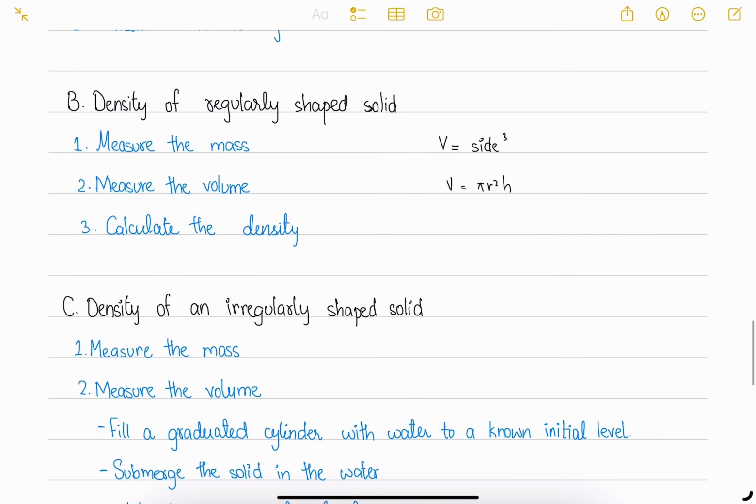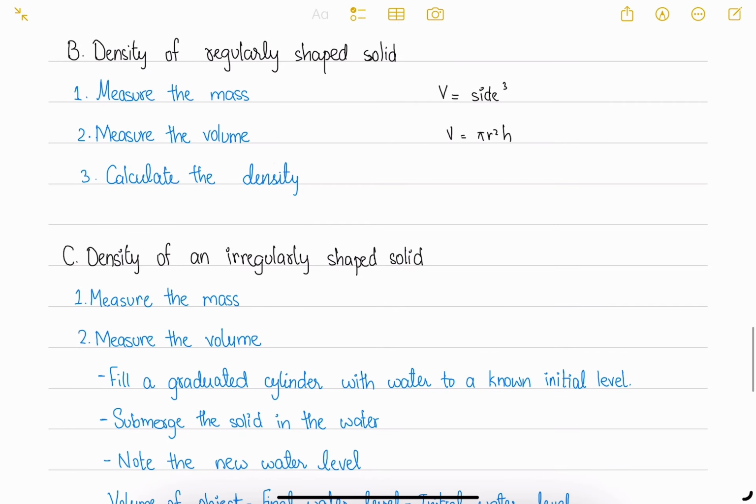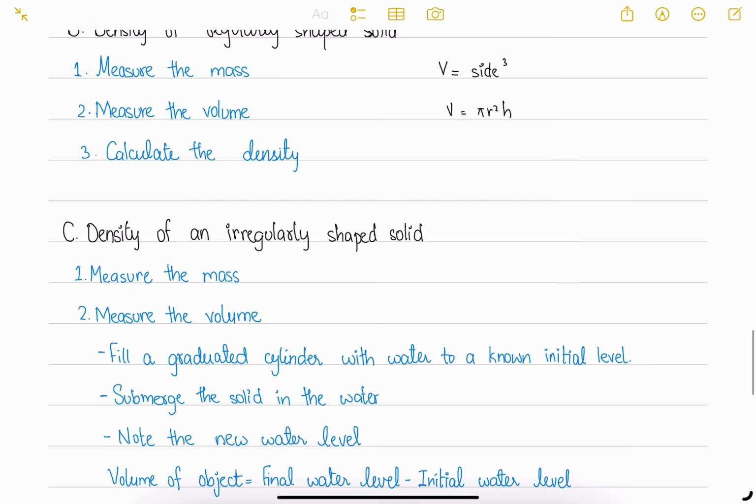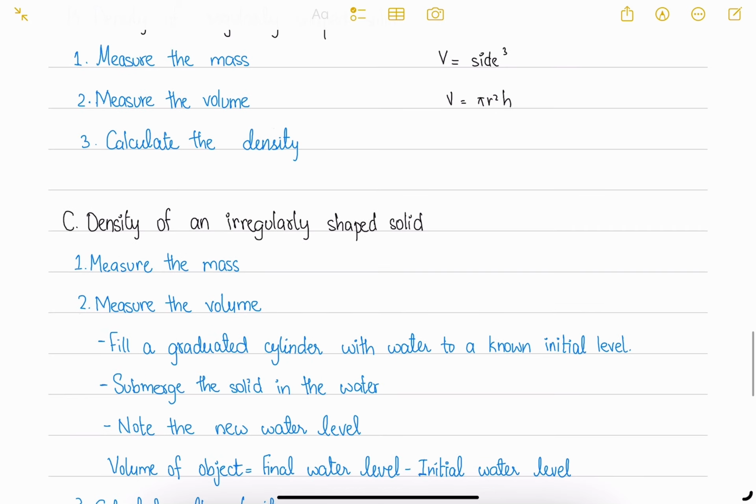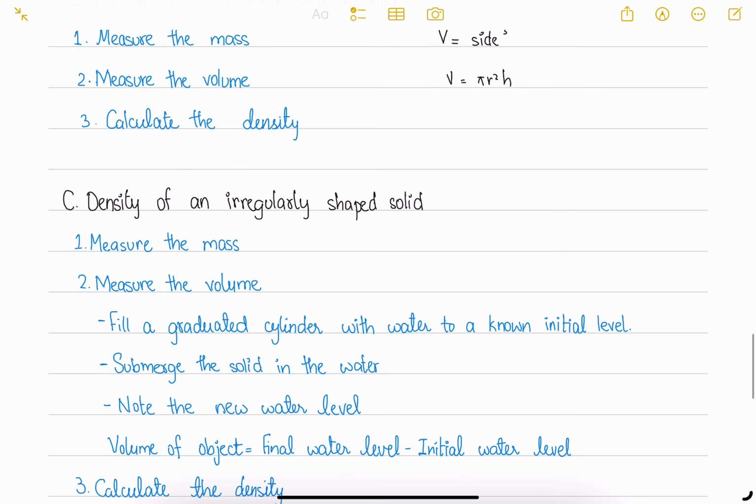Then density of an irregularly shaped solid. So we measure the mass of the solid using a balance. Then we measure the volume. To measure the volume, we fill a graduated cylinder with water to a known initial level. Let's say we filled the water till 10 cm cube. And then we submerge the solid in the water, and we have to ensure that it is fully submerged. After that, you will notice that there is a rise in the level of the water. So let's say after we submerge the solid, the water level reached 40 cm cube.